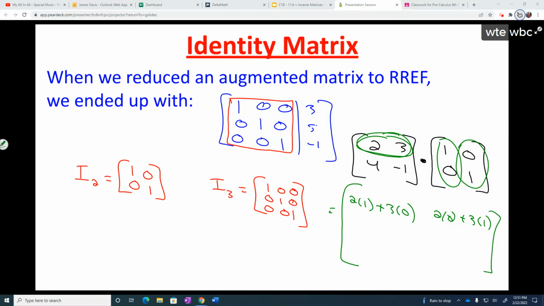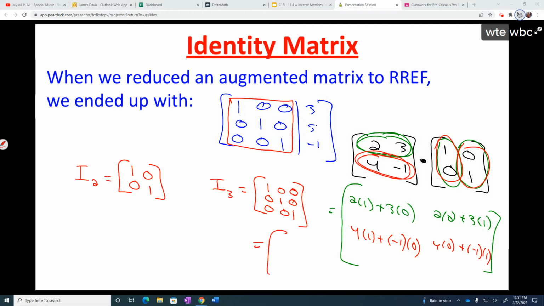And then you drop down to the second row. Row times first column. 4 times 1 plus negative 1 times 0. And then second row, second column, 4 times 0 plus negative 1 times 1. That's how you multiply. Anybody figure it out yet? Yeah, it's the same thing.